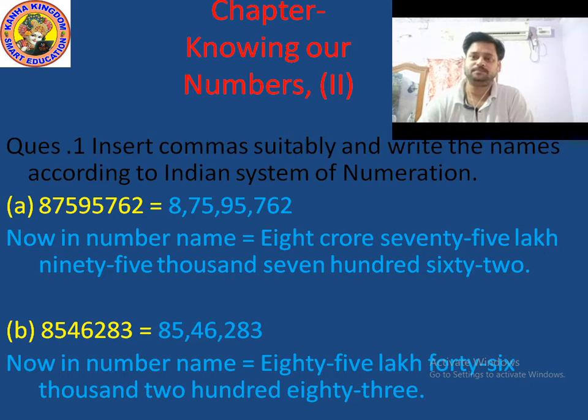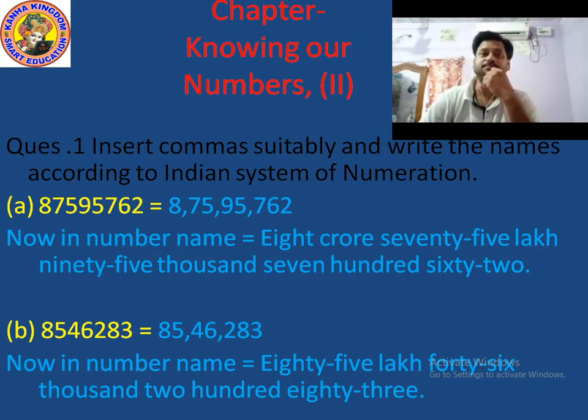Whatever the number, you have to insert the comma in that number suitably, correctly, perfectly. All are the same. So the first number of this question, part A, is 87595762. Once again, I repeat the number: 87595762. First, you count the number.